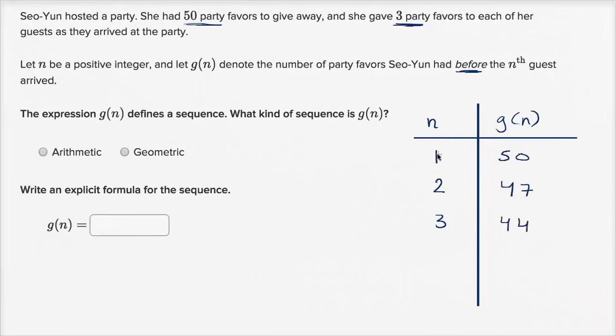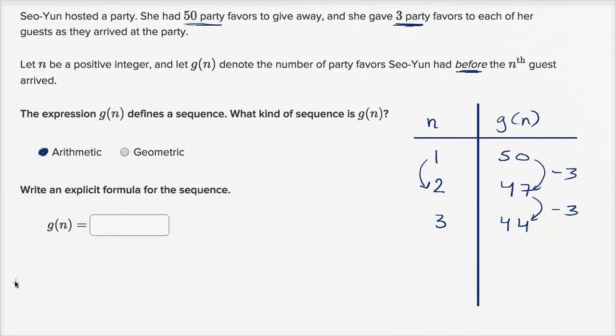For n equals 1, g of n is 50, and every time we increment n, we are increasing g of n by minus 3, I should say, because she's giving away party favors. Minus 3. So because the difference between successive terms is the same, we know this is an arithmetic sequence. And then they say write an explicit formula for the sequence.